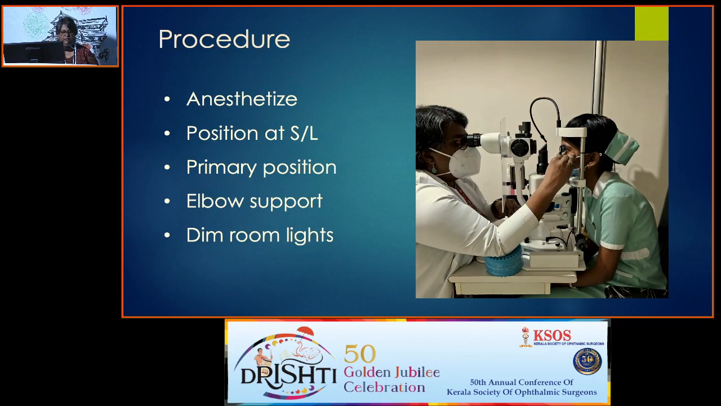You have to put a topical anesthetic drop and position the patient at the slit lamp. The patient has to look at the primary position. The elbow needs to be supported, otherwise you might inadvertently press onto the cornea. And the room light has to be dim, otherwise it can open up the angles.